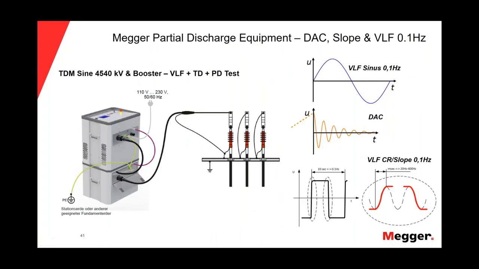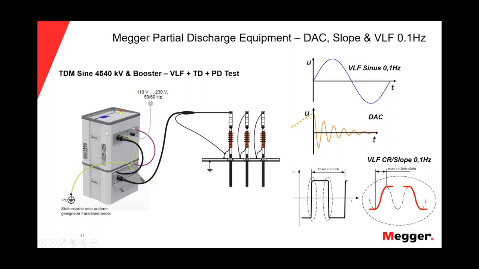And next, we have the TDM sine 4540 kV unit, which is a very interesting unit because we will have everything we need for VLF, tan delta, and partial discharge. The TDM is a VLF sine 45, but we can put a booster. With the booster, we will have the cosine rectangular wave shape to do the VLF test, and also access to the damped AC for the partial discharge test.